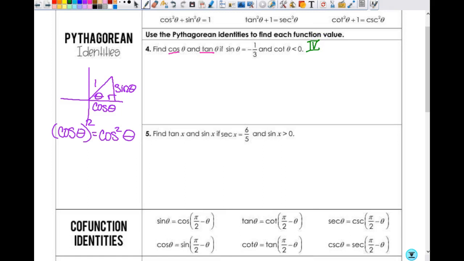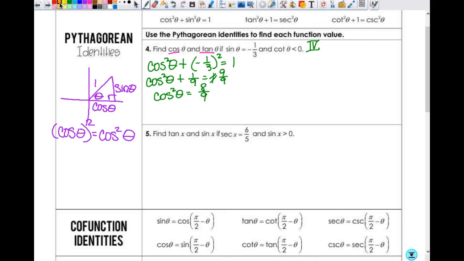Okay, so I'm looking for cosine squared theta. That'll be plus, I have sine, that's negative 1/3 squared equals 1. I just substituted it in. So that means that cosine squared theta plus, what's negative 1/3 squared? 1/9, exactly. That's equal to 1. So now I got to subtract 1/9 from both sides. So I really look at this 1 as what? 9 over 9, yeah. So when I subtract, I get cosine squared theta is equal to 8/9.